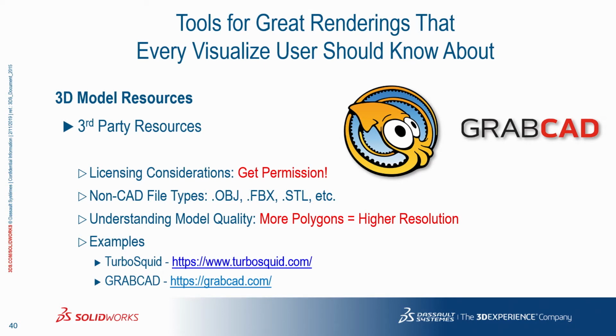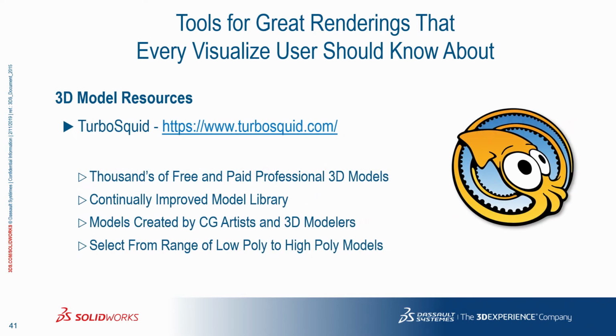All right, and Turbosquid is my favorite one to use. I've bought horses from them. I've bought people from them for $100 each, but I'm talking about 3D models, not actual living things. There's thousands of free and paid professional 3D models, but I'll show in a minute. If it's free, you've got to make sure that you have the right to use it. I had to pay for the horse.